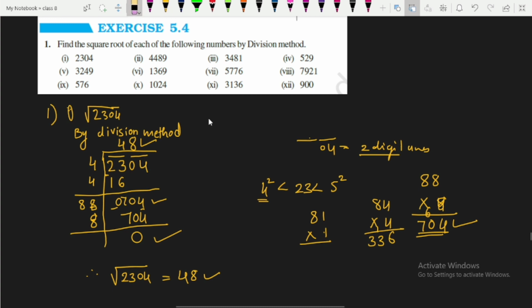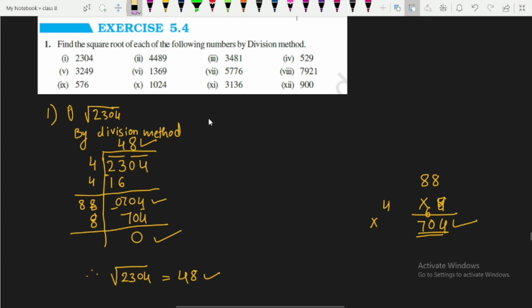Similarly, now we'll take one more number. Same method we are going to follow to find the square root. Next question we are going to take, that is question number 7. We're going to solve any one or two sums because it will take more time. So we are going to take only a few sums here.